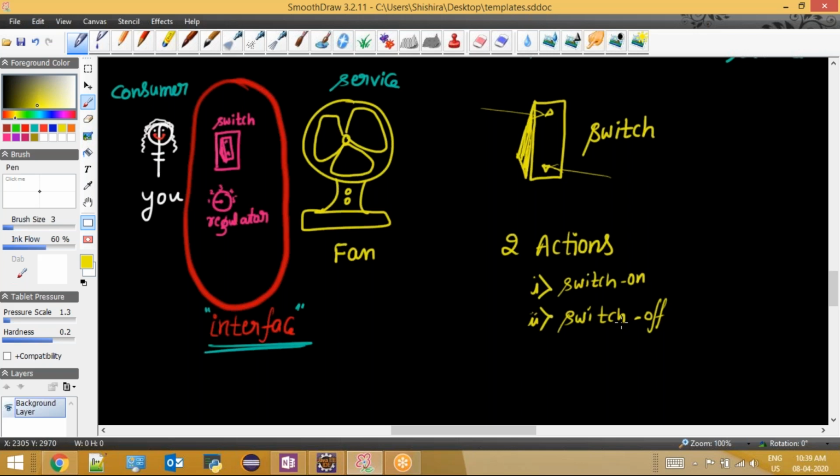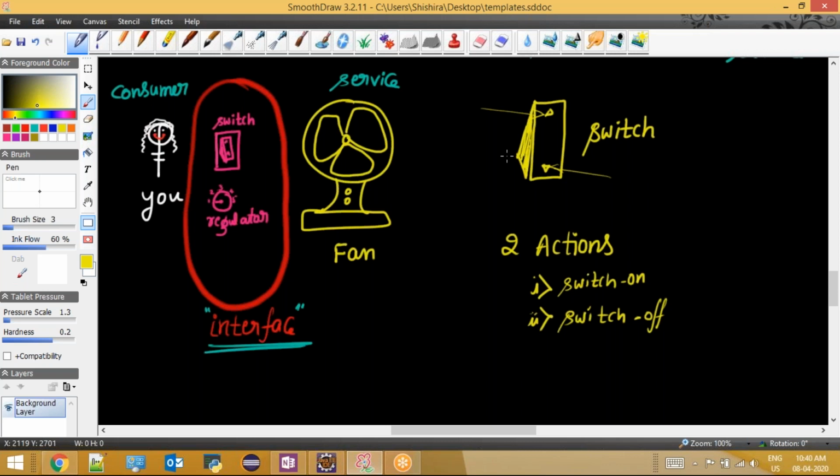Okay, a new house, and in this house electrical work is done. The electrician has laid out all the electrical cables, wires, everything, and they have also fixed the switches and the plug points, everything. But imagine this interface alone, that is a switch, and this switch is not connected to the fan.